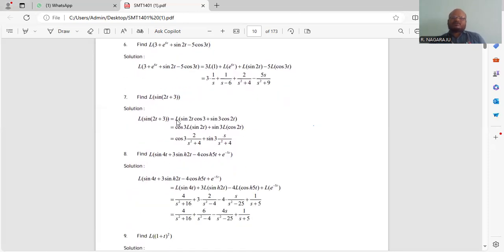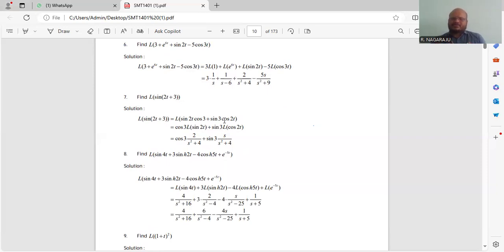So here also one more problem is there, sin of 2t plus 3. We don't have the formula for sin(a plus b) or sin(ax plus b) in Laplace. So we have to split it compulsorily using the trigonometric formula. Sin(a plus b) is nothing but sin a cos b plus cos a sin b. If you use this, you will get cos 3 and sin 3. So these are the constants.